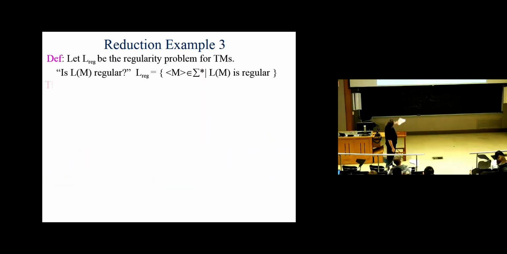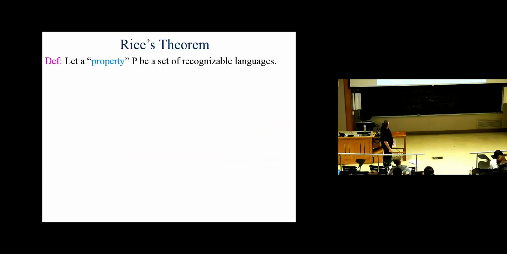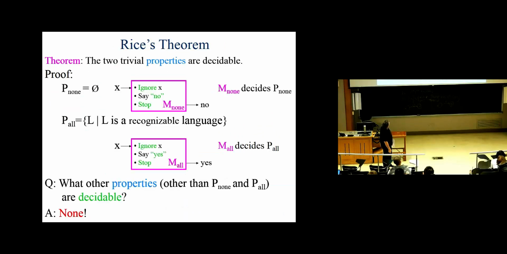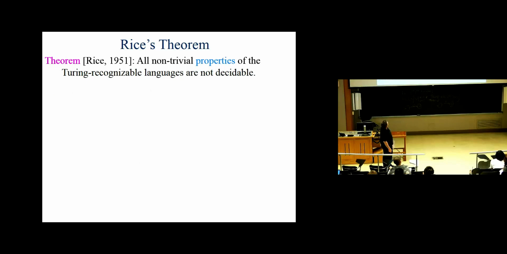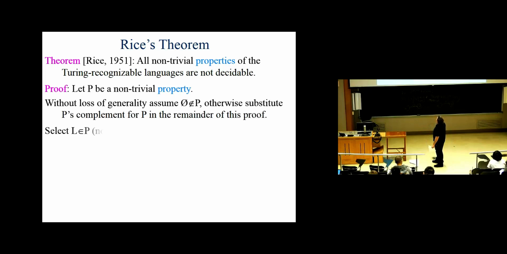But the proofs were so similar that we saw a pattern, and so did Rice back in the 1950s. And basically, he generalized those 3 examples to an infinite number. 1951 is when this happened. Okay, so all the non-trivial properties of Turing recognizable languages are not decidable, every last one of them. How do you prove such a thing? Well, you just generalize the last 3 examples to the general case. This is what we're about to do.